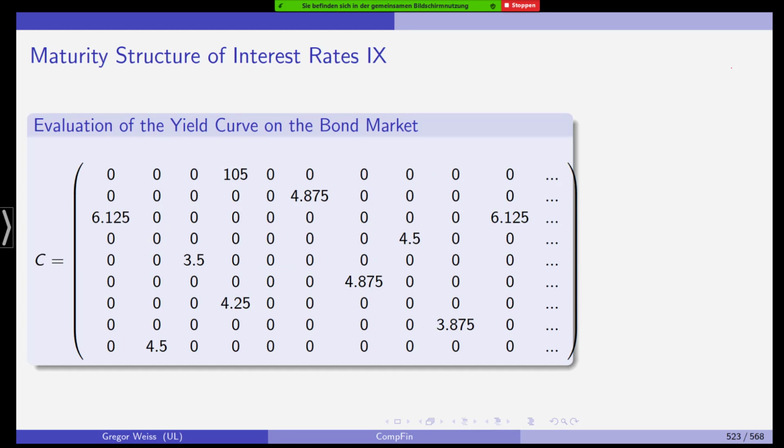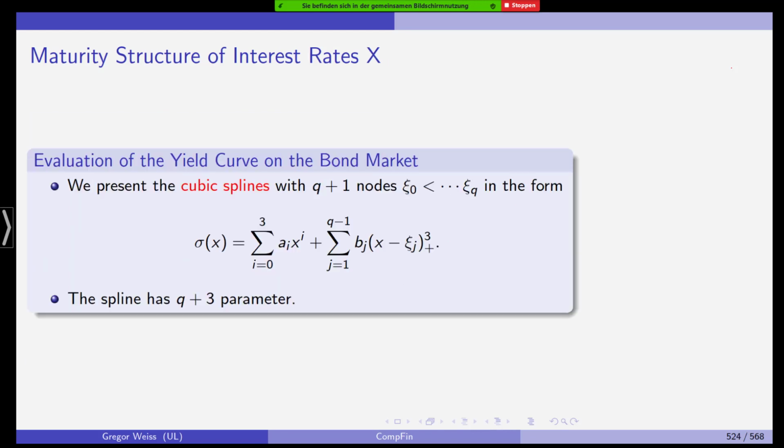Now the matrix C, as I said, is sparse and it doesn't look nice. We have 2, 4, 6, 8, 9 lines for 9 bonds and a huge number of columns because all those coupon dates do not match perfectly. So there will be a lot of zeros here. Now, this is the matrix C, and we will now try to estimate the discount factors using cubic splines.